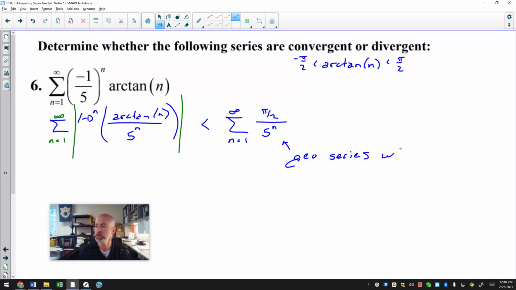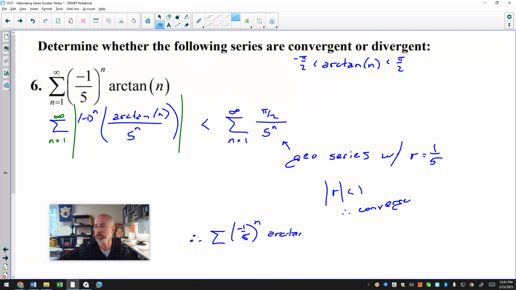with a ratio of 1/5. The absolute value of that ratio is indeed less than 1. Therefore, this converges. I compared it to a convergent series. And the absolute value of the one I was interested in is less than another series that I know converges. Therefore, my original series, negative 1/5 to the n times the arctan of n, will also converge.